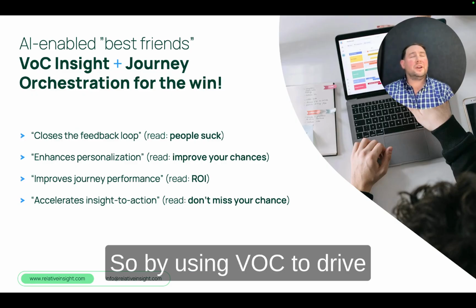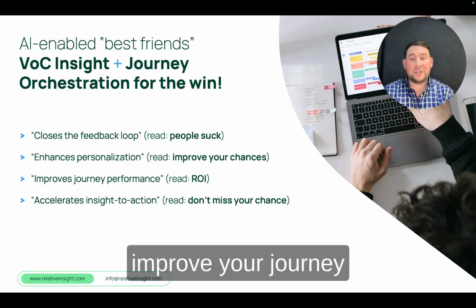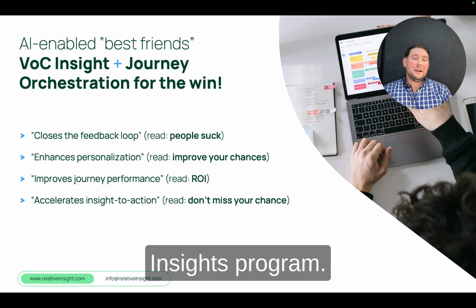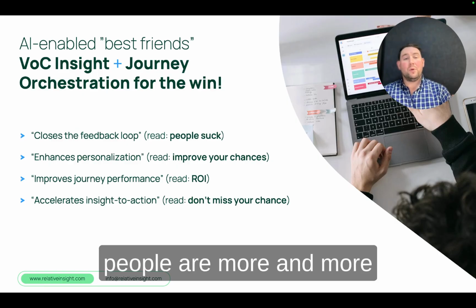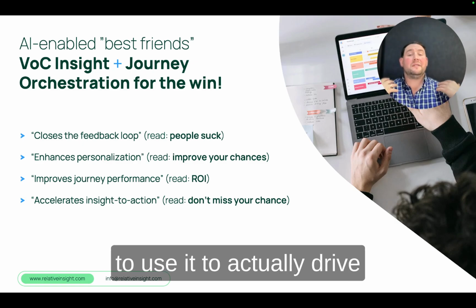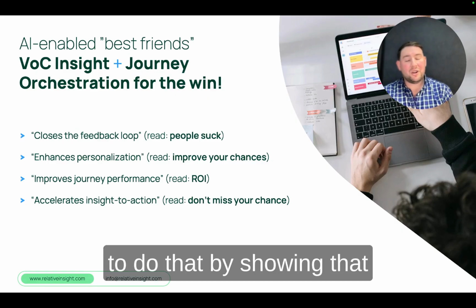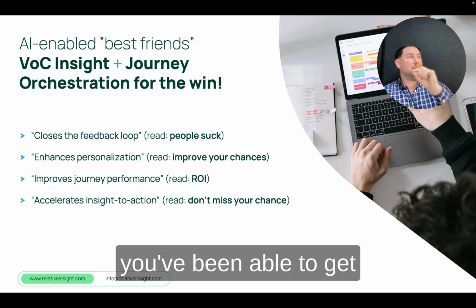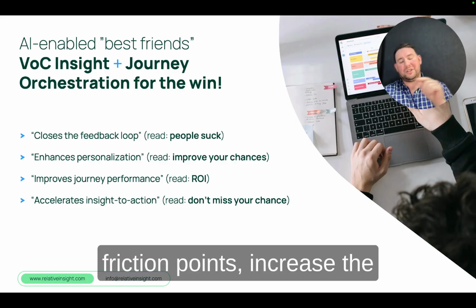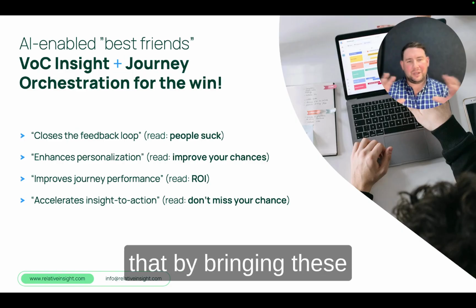The next one is fairly obvious, right? So by using VOC to drive next best action capability, you can, over time, incrementally improve your journey performance, and therefore drive ROI on your CX Insights program. I think CX and CX Insights people are more and more pressurized to sort of weaponize their program. They don't want to just use it for insights, but they want to use it to actually drive dollars or pounds or euros, depending on where you are. And so this is an opportunity to do that by showing that you've been able to get people to a resolution quicker, reduce the number of steps, reduce the number of friction points, increase the scores, whatever it is that you're focused on. You can incrementally do that by bringing these 2 things together.